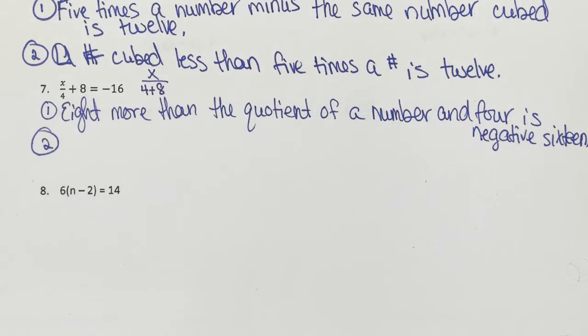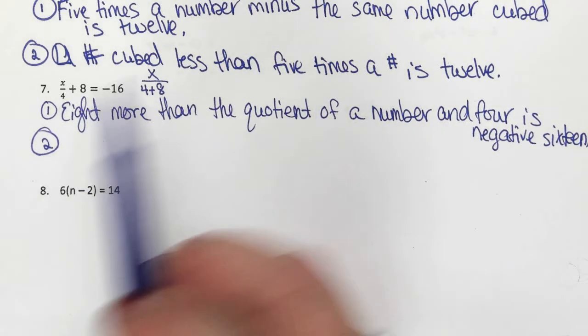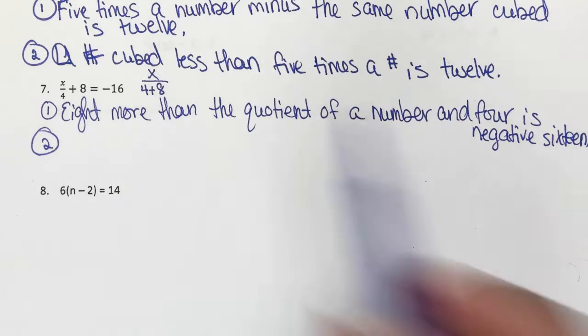Does anybody have another way that they wrote it? Besides that way? Bella, were you saying a different way? I said 8 more than a number divided by 4. Yes. So you said 8 more than divided by instead of quotient. That is perfectly fine. All right, number 8. Here we go.